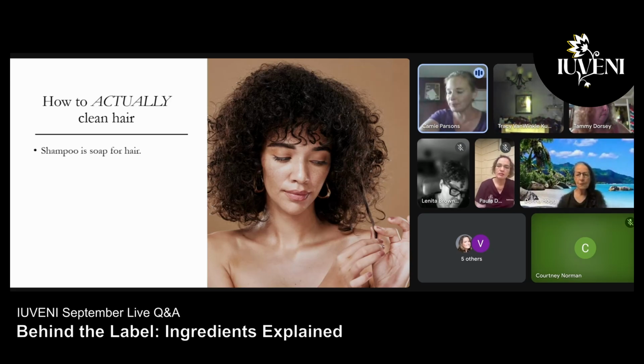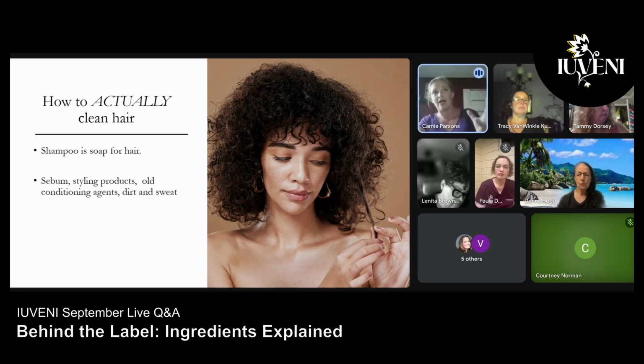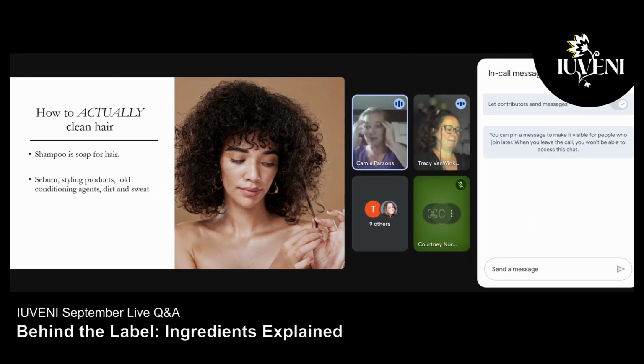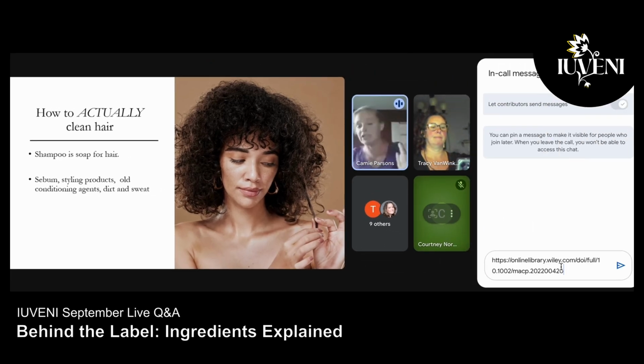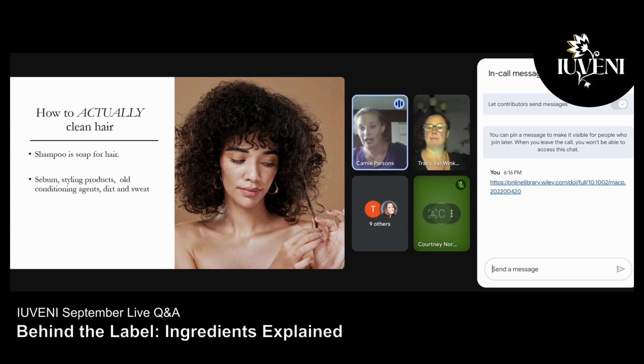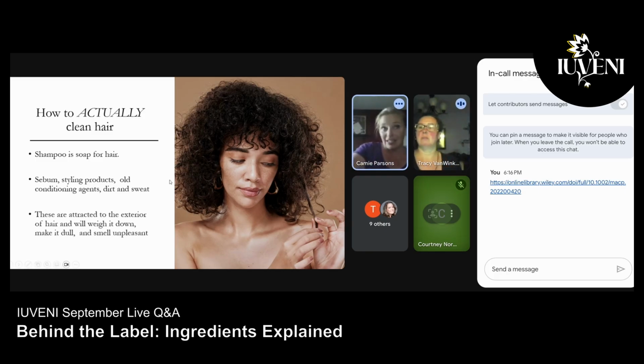So shampoo is basically soap for hair. It's a surfactant designed specifically for hair and to remove sebum, because I don't know about y'all, we're in ending summer and I had a lot of sebum that would get on my hair. Old conditioning agents, dirt, sweat, all of these things sit on our hair and we have to remove them because they weigh it down. It looks dull. It will not reflect light. And honestly, I don't know how many of y'all have ever been around a teenage boy. After a while, it smells bad.